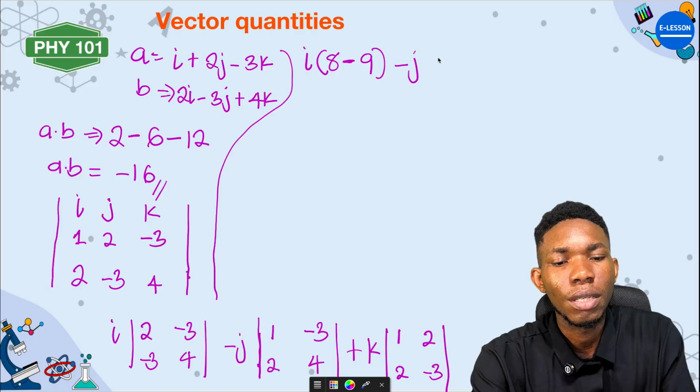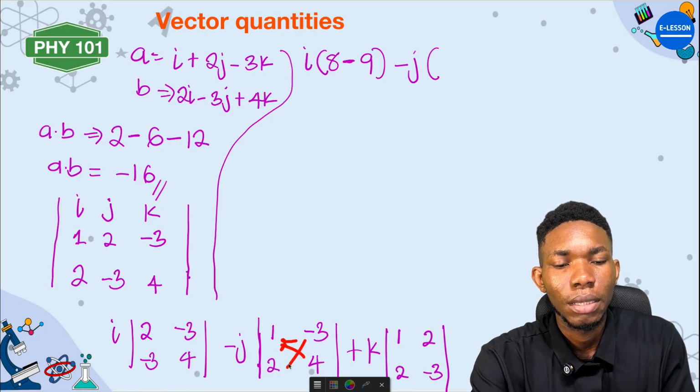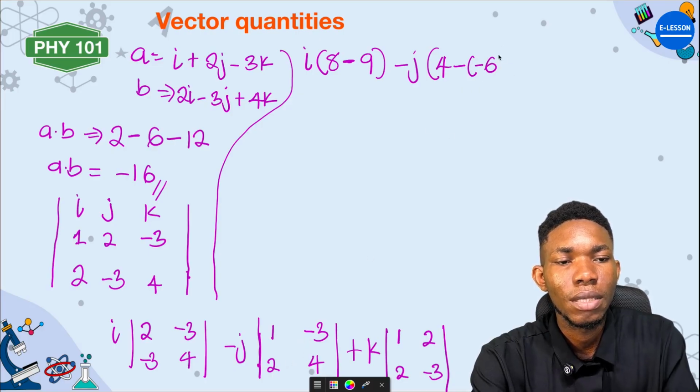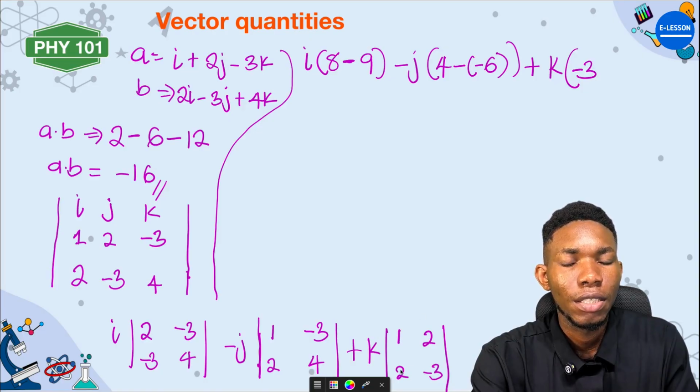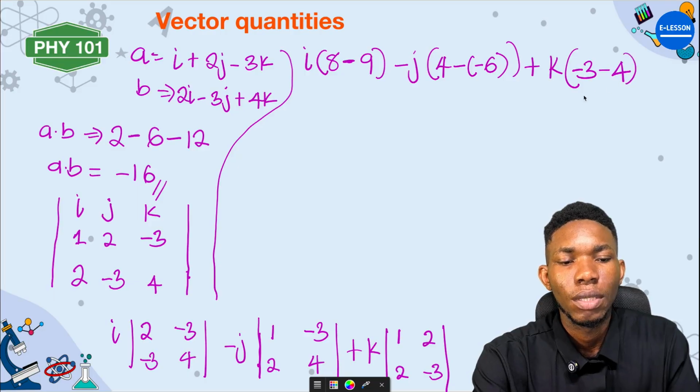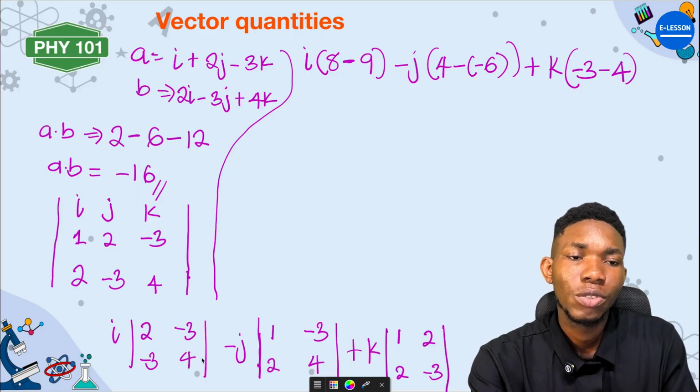Then you have minus j bracket. Then this one is 4 times 1. 4 times 1 will give us 4, minus bracket, 2 times minus 3 will give us minus 6. All right? Exactly. Plus k. Minus 3 times 1 will give us minus 3. All right? And then 2 times 2 will give us 4. Is that okay? At this point, you can easily make mistakes.